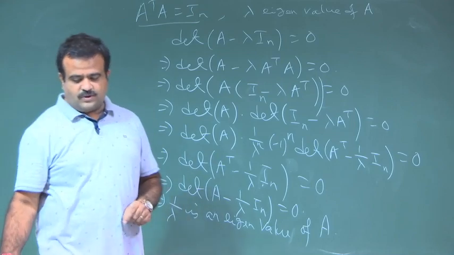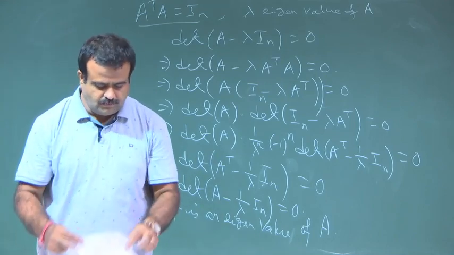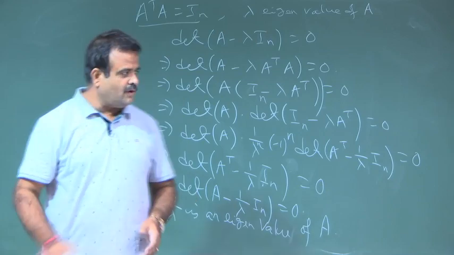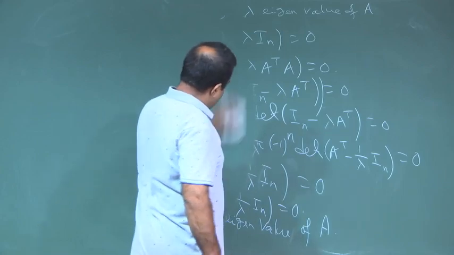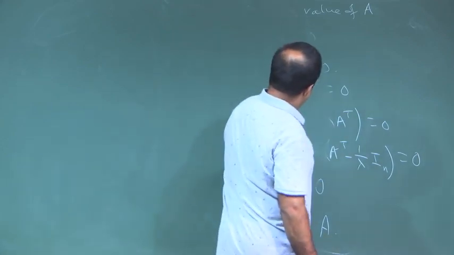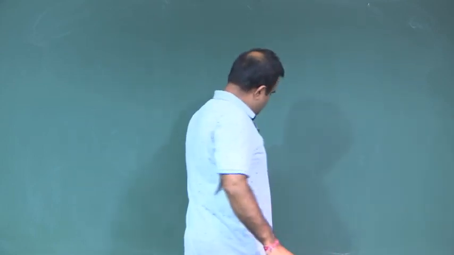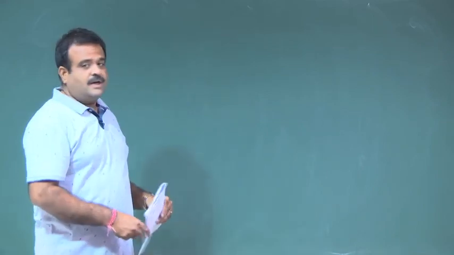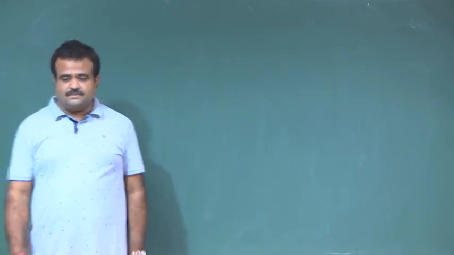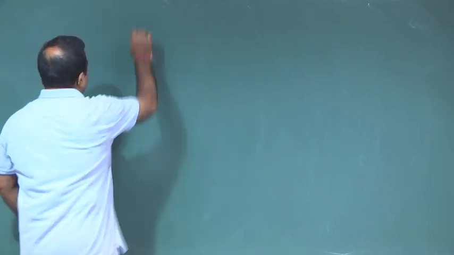We can find more properties in the lecture notes. Now, we will move to the definition of a diagonalizable matrix. When do you say a matrix is diagonalizable? For that, we need to define the concept of similar matrices. When we say two square matrices of the same size n cross n are similar, that is the definition.